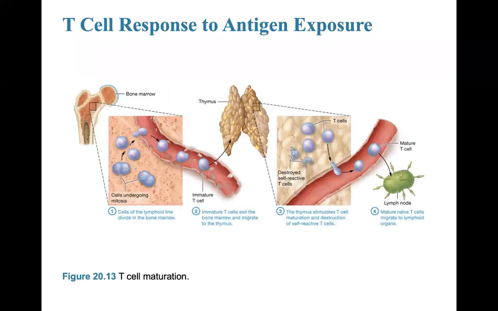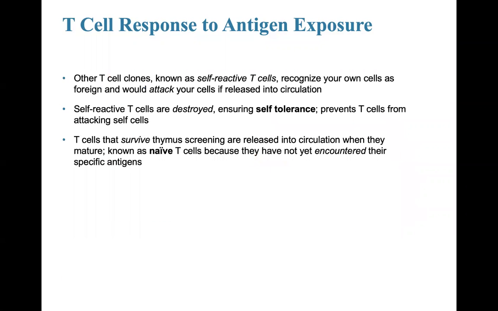So you have cells of the lymphoid line that will divide in the bone marrow. The immature T cells will exit the bone marrow and migrate to the thymus. Once in the thymus, they will go through the maturation process, and the destruction of any self-reactive T cells will occur. And then the mature T cells will go and live in some type of lymphoid tissue.